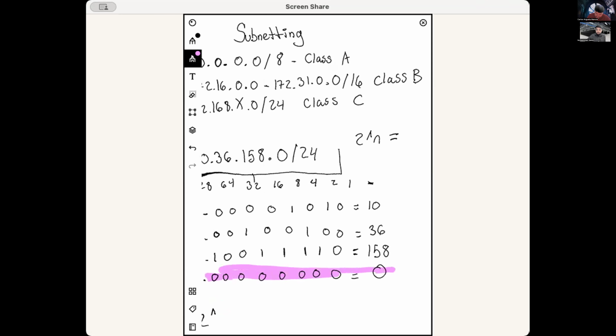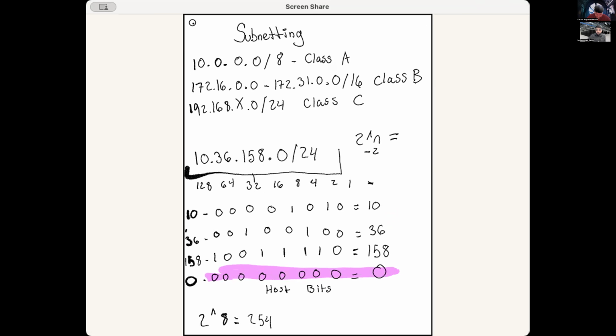What would this be called, Muhammad? My subnet bits? This will be your host bits, because you have a slash 24. So these are my host bits, and we have 2 to the power of 8, minus 2. So this would be 256, but we do minus 2, which is 254. So 254 usable addresses.